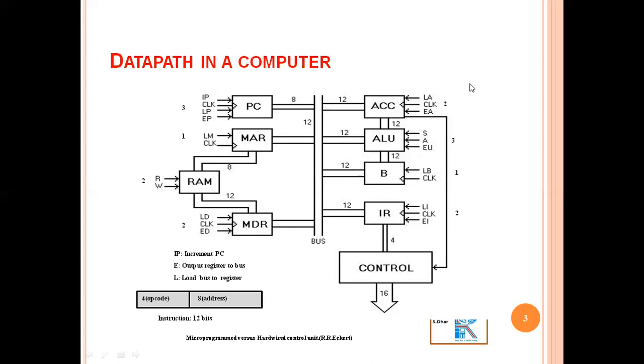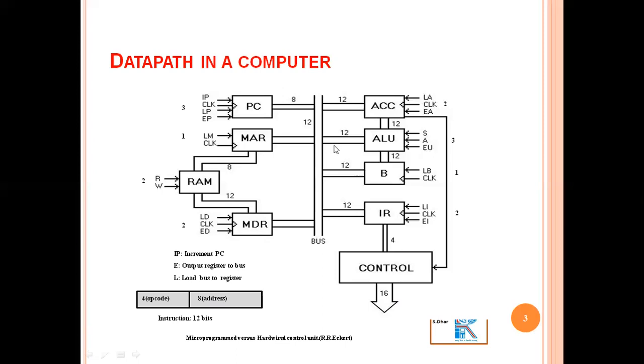If I add all these control signals, 3 plus 1 plus 2 plus 2 plus 2 plus 3 plus 1 plus 2, we'll get a total of 16 control signals in the system. That means this simple digital computer will generate 16 control signals. Now see here, in the 12-bit instructions, 4 bits are the opcode and 8 bits are the address.